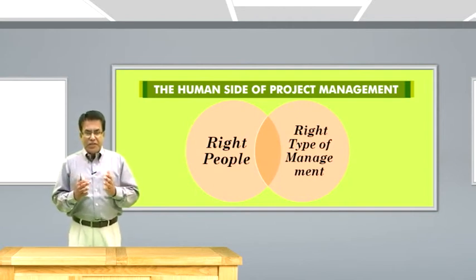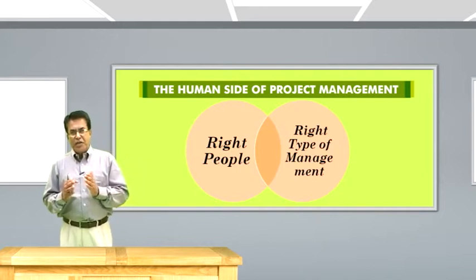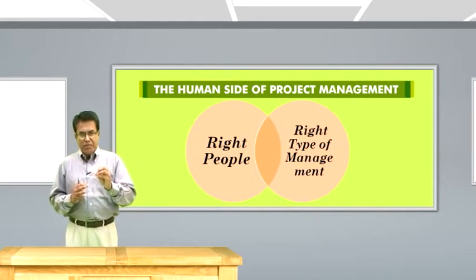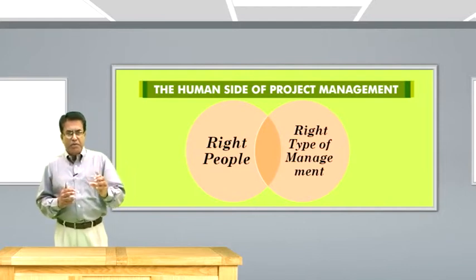And what does it mean exactly? What does it imply exactly? The most important quality of a manager is identifying the right people and putting them in the right job, right people and right job.